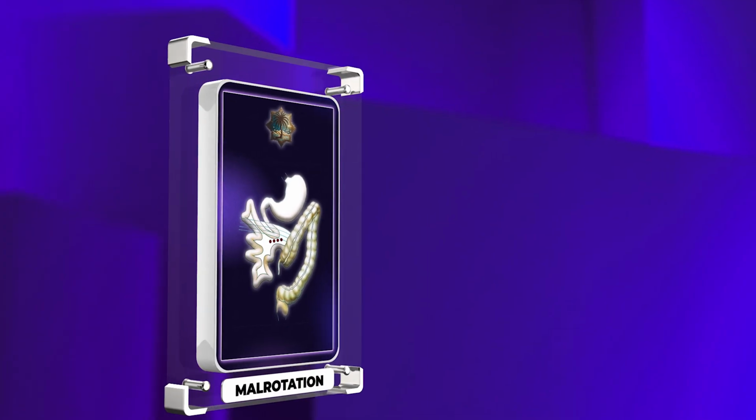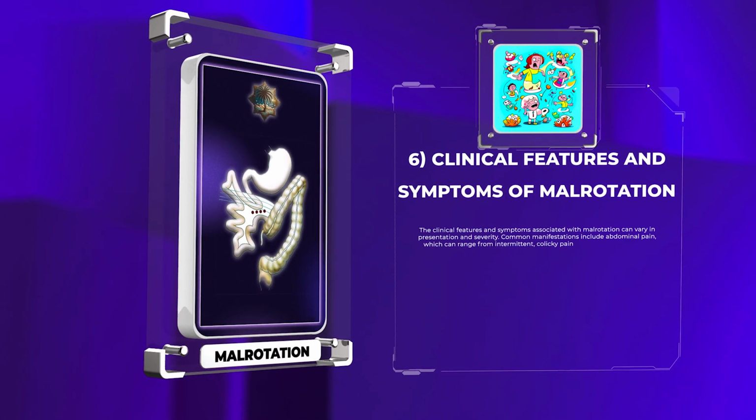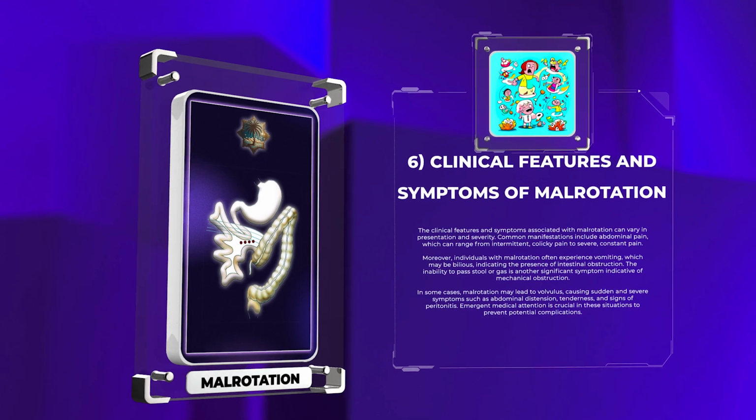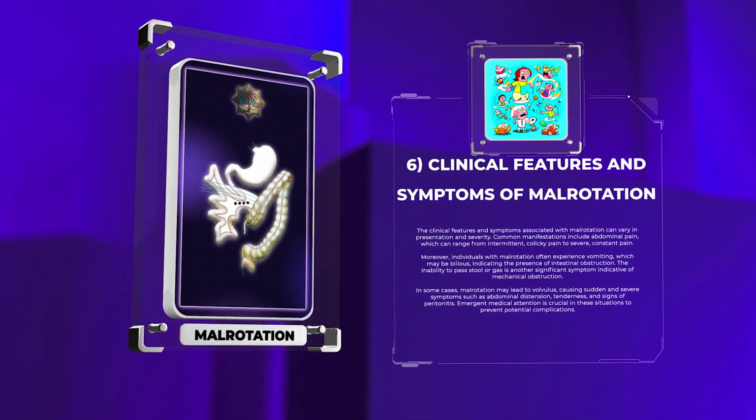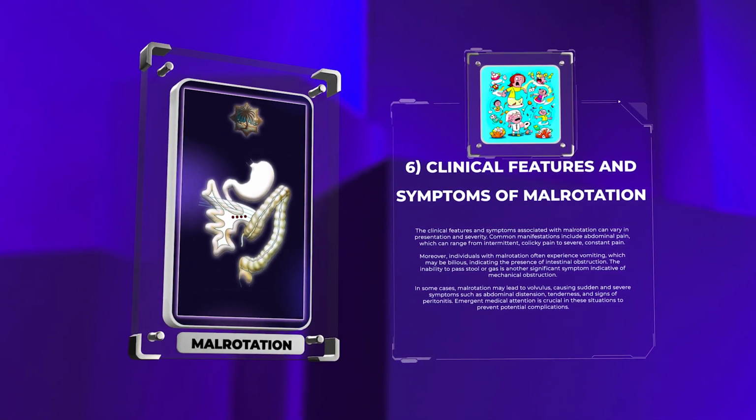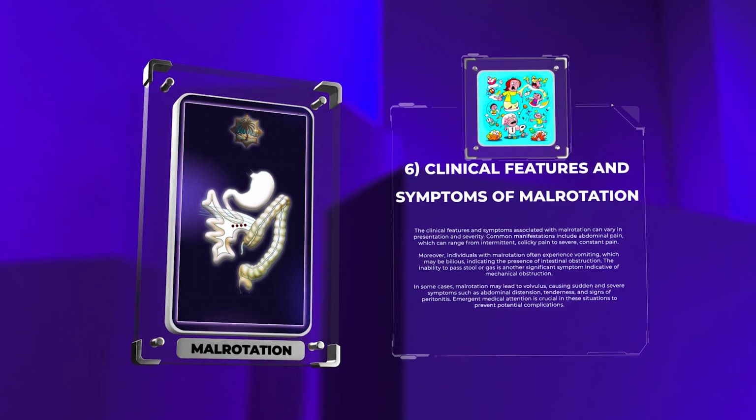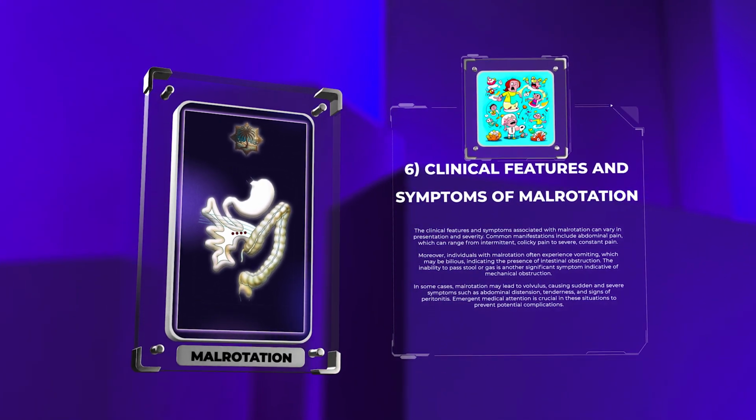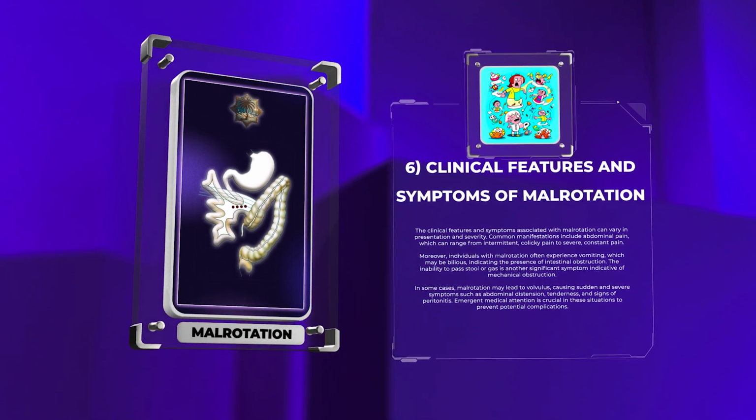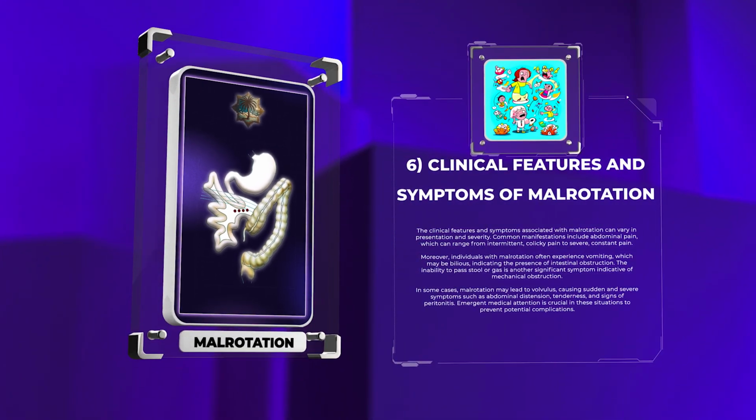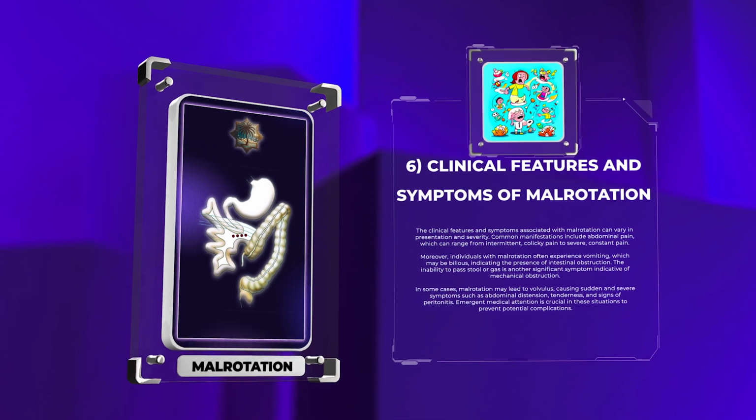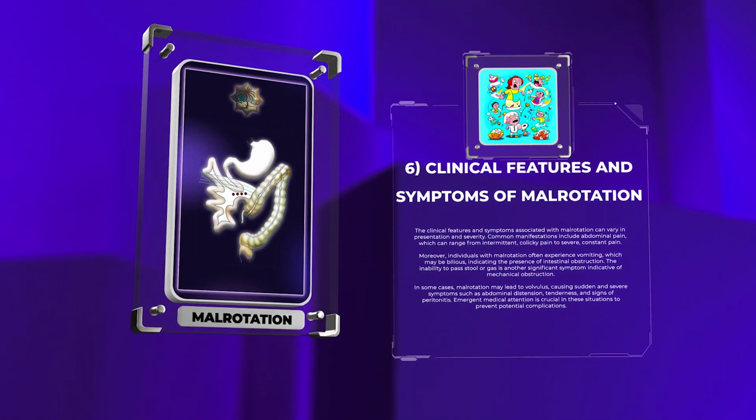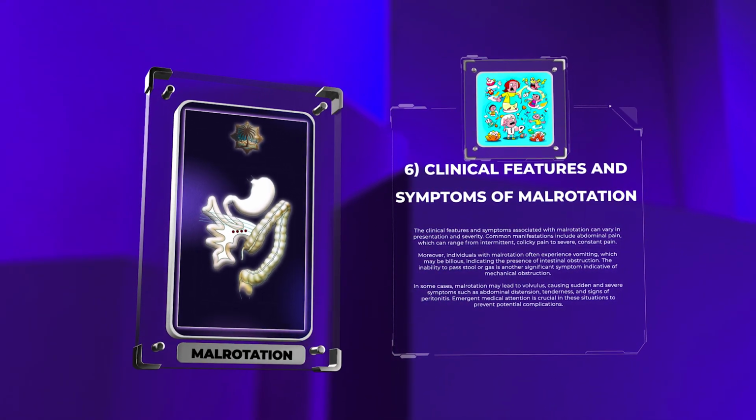The clinical features and symptoms associated with malrotation can vary in presentation and severity. Common manifestations include abdominal pain, which can range from intermittent, colicky pain to severe, constant pain. Moreover, individuals with malrotation often experience vomiting, which may be bilious, indicating the presence of intestinal obstruction. The inability to pass stool or gas is another significant symptom indicative of mechanical obstruction.